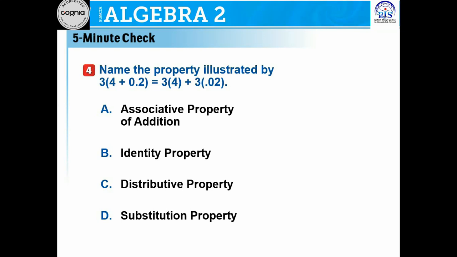Name the property illustrated by 3 times, between brackets, 4 plus 0.2, equal 3 times 4 plus 3 times 0.2. Of course, here we have the distributive property.